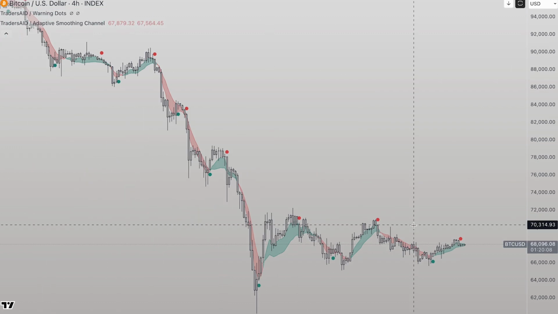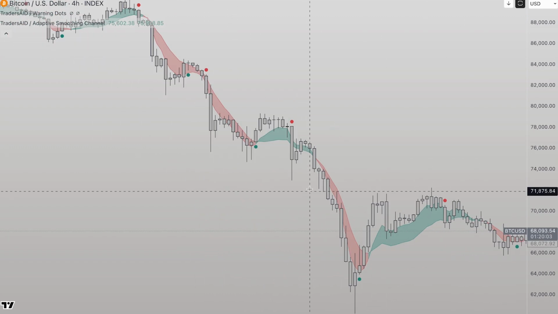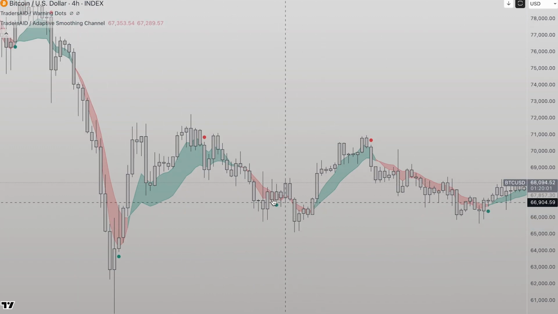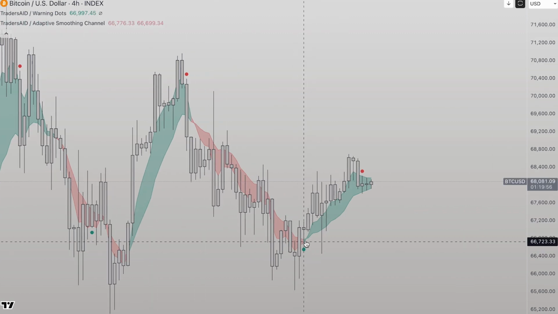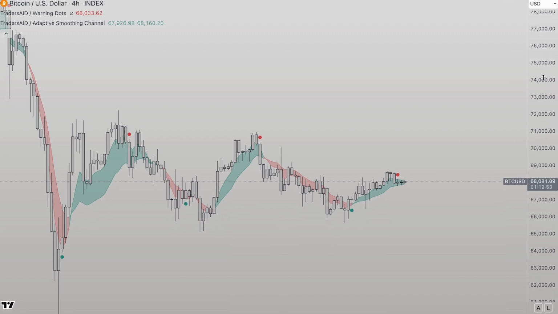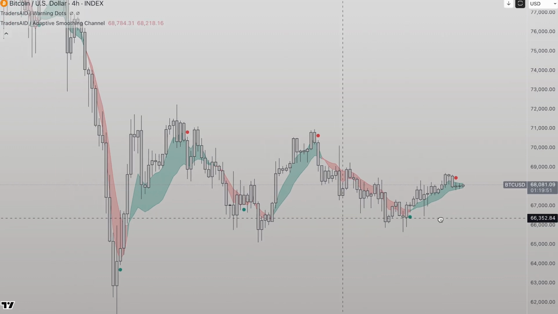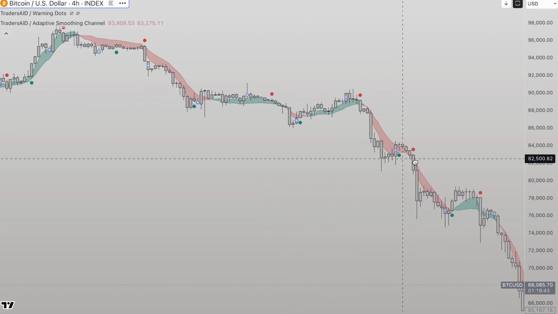You might see a green warning dot appear and then shortly after the smoothing channel confirms green, or the other way around. The timing matters less than the message. When 2 separate systems are pointing in the same direction, whether at the same time or within a short window of each other, you're getting confirmation from 2 independent sources. And that kind of double confirmation is what separates a strong setup from a guess.